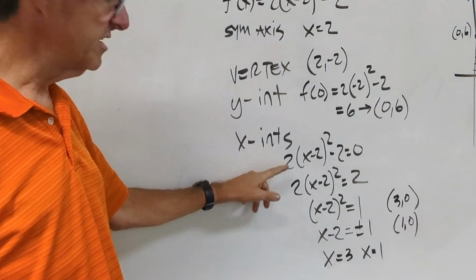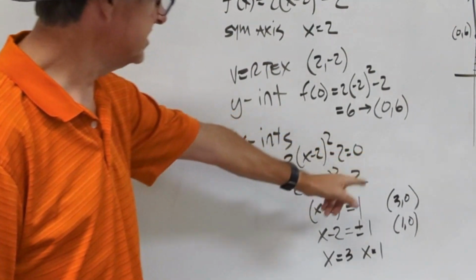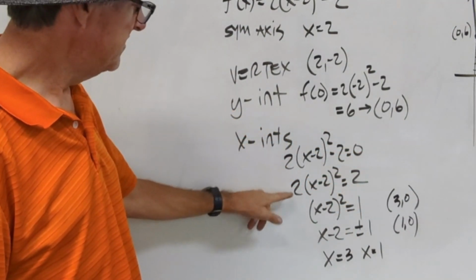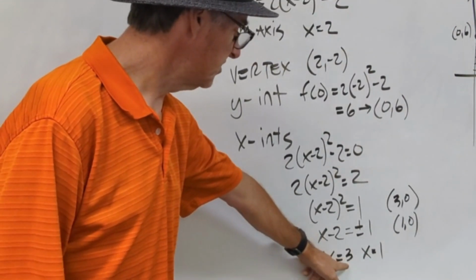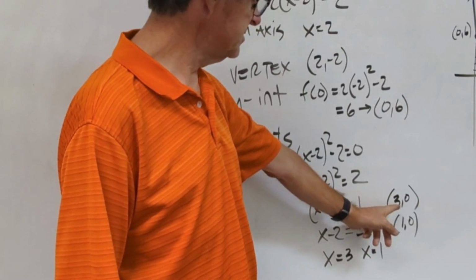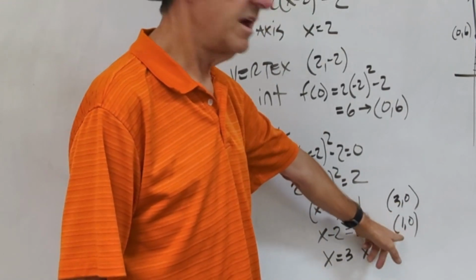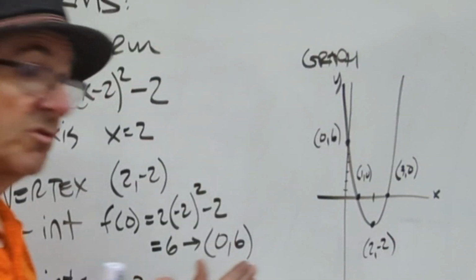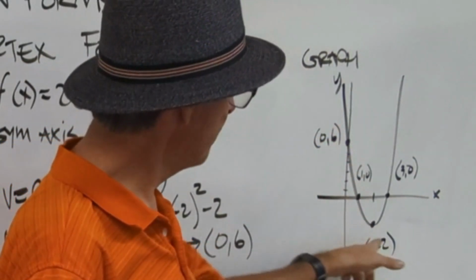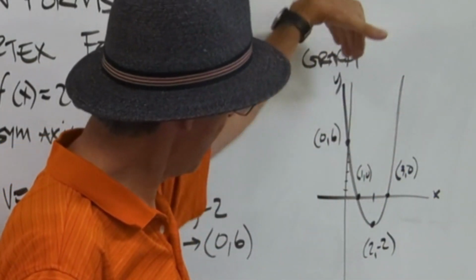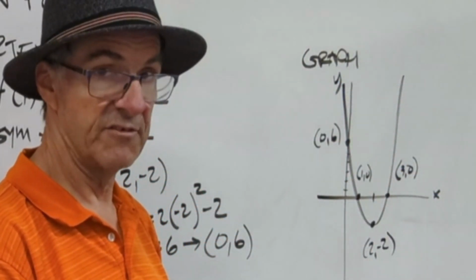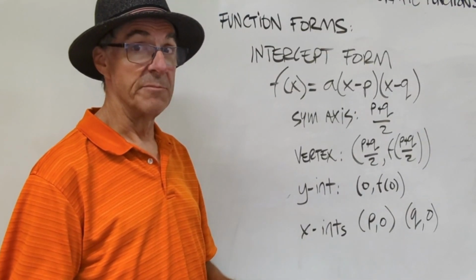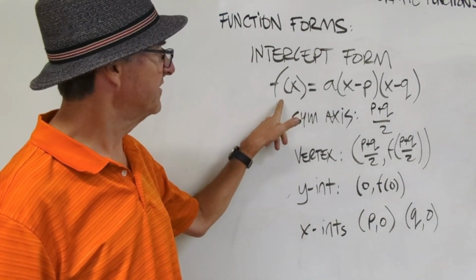Finally, going on to the x-intercepts, I set my function equal to 0, solve for x. So I did that here with these steps, and I get x equals 3 and 1, which gives us the x-intercepts of (3, 0) and (1, 0). Moving over to our graph, I've plotted my 4 points, labeled them, have my parabola going through those points, got my x and y axis.